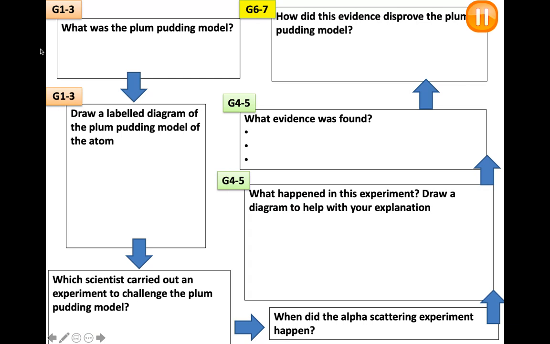So this task you can print out if you have a printer at home. That's on your Show My Homework, or if you don't have a printer, it would be worth just jotting down the questions and writing your answers in the boxes, or it doesn't need to be in boxes.